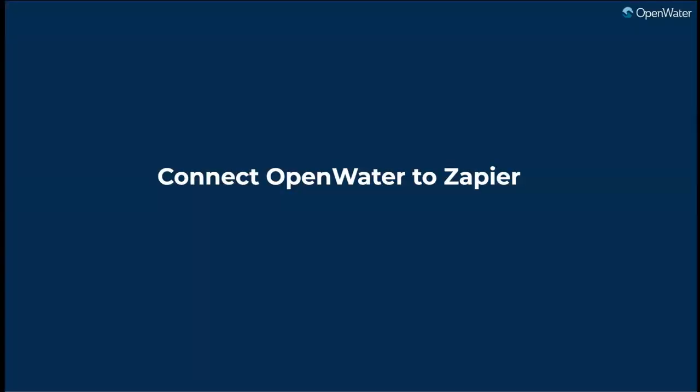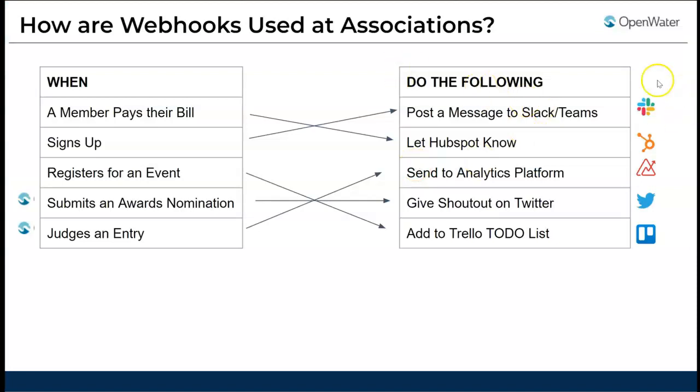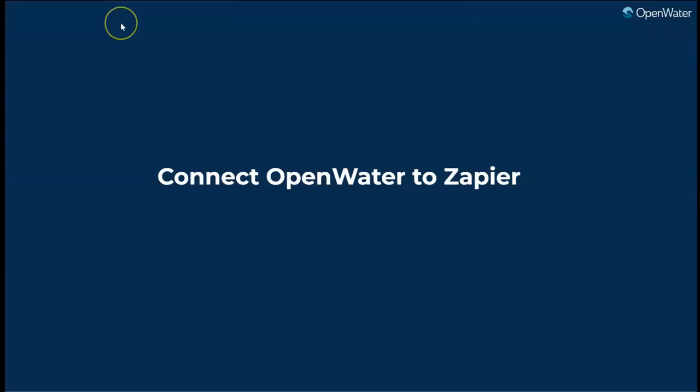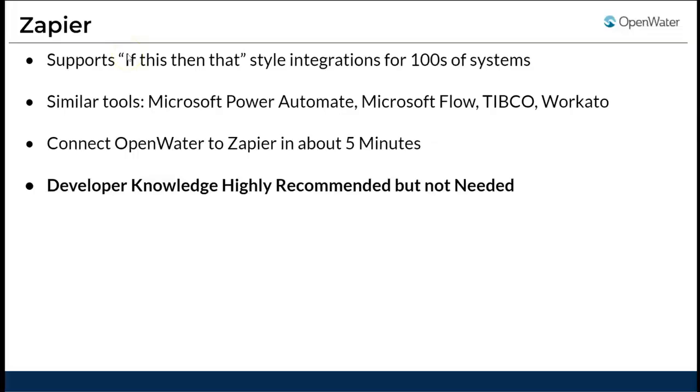In the next part of this video, I'm going to show you how you can connect OpenWater to Zapier. Zapier can be used to connect hundreds of systems to hundreds of other systems. So going back to this chart that I had just shared, right here, Zapier can handle this part here, OpenWater will handle this part here, and if you have other tools here, those can also be connected to Zapier. So please use this video as inspiration to have webhooks transform how your organization does things. So let's take a look at connecting OpenWater to Zapier.